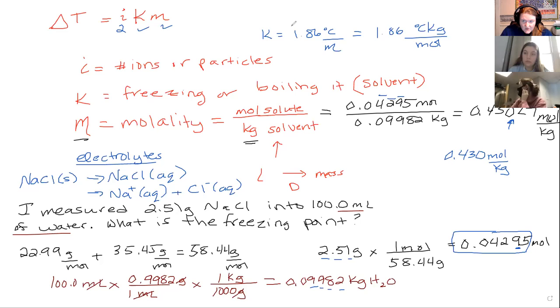I'm out of space. I'm going to save this. I like my other whiteboard better because I can just make new pages. So our molality was 0.430. Now it's just a plug and chug situation, right? This is a freezing point. We said i was 2, our molality was 0.430, and our KF from the text is 1.86 degrees Celsius per molality.